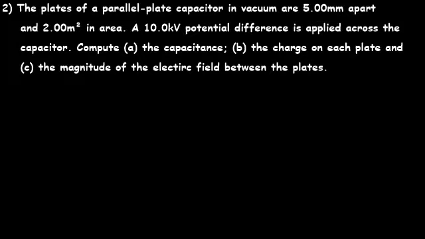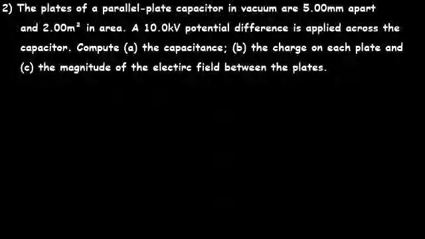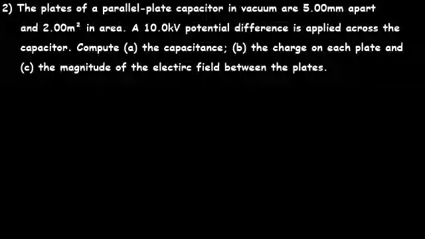The plates of a parallel plate capacitor in vacuum are 5.00 millimeters apart. Now you can see this problem is a little bit more precise. It lets us know that the insulator separating these two metal plates is a vacuum. So it means we are still going to use a formula similar to the one we just used. However, let's proceed further. 5.0 millimeters apart and 2.00 meters squared in area. A 10.0 kilovolt potential difference is applied across the capacitor. Compute the capacitance of the capacitor.